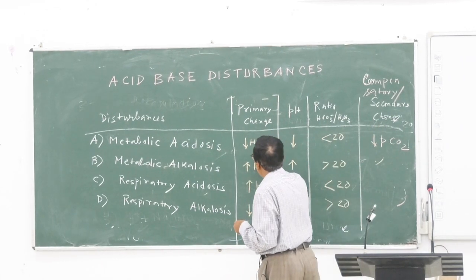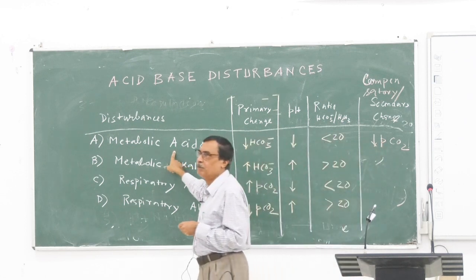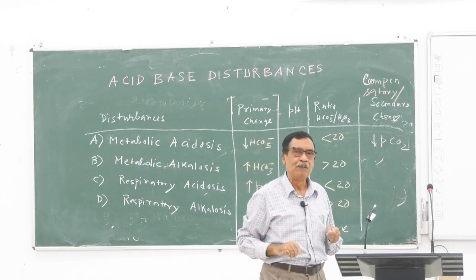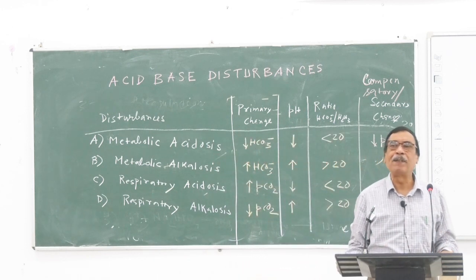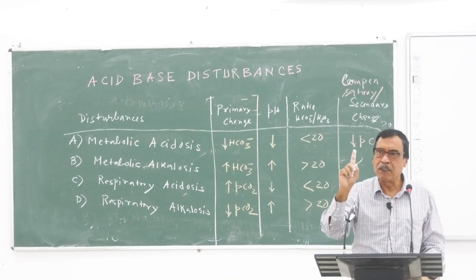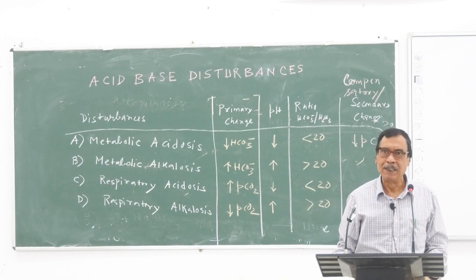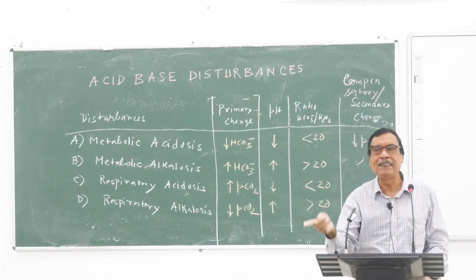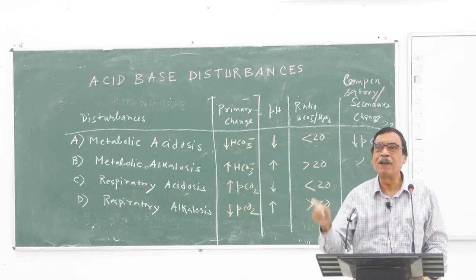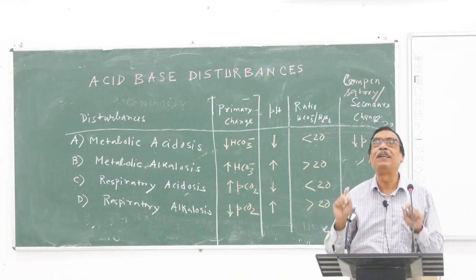Primary change, if it is lowered, PCO2 will be lowered so that correction of the pH will occur. Full correction means fully compensated; if partial correction, then partial compensation. So there are two types of compensation: one is partial compensation, one is fully compensated. Fully compensated means pH will become normal and the ratio will become 20. But partially, the ratio will not be 20, but will move toward 20.